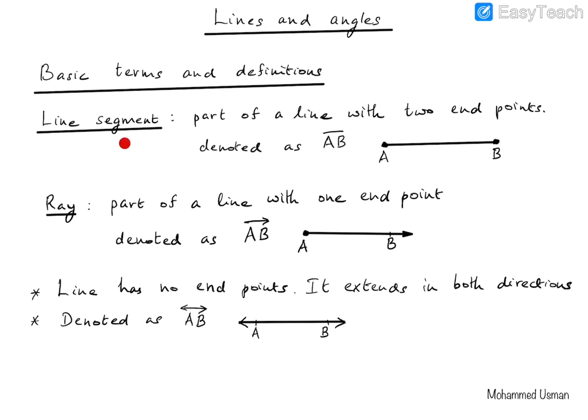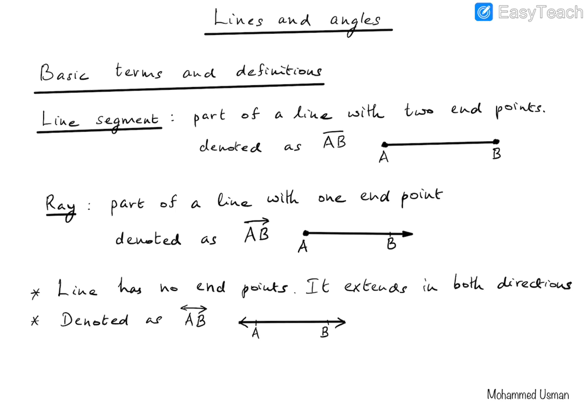So we call this a line segment, which has two endpoints, and we denote the line segment by the markings of the endpoints. You can give any alphabet as the notation for each endpoint. So we have an endpoint A and an endpoint B, and we denote this line segment as AB with a line on top. So that's a line segment.